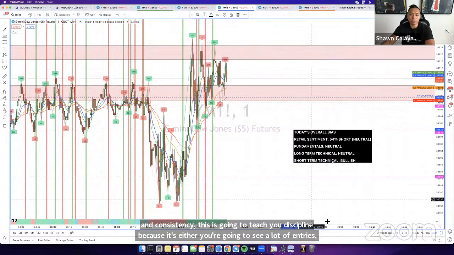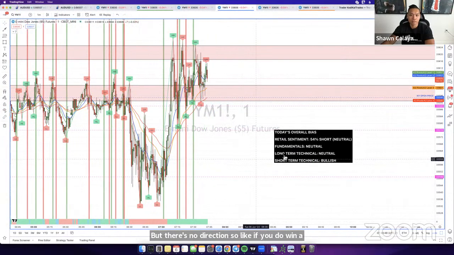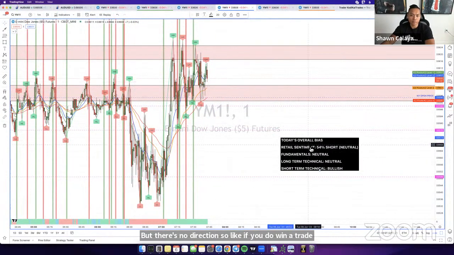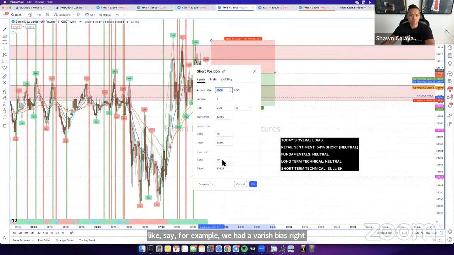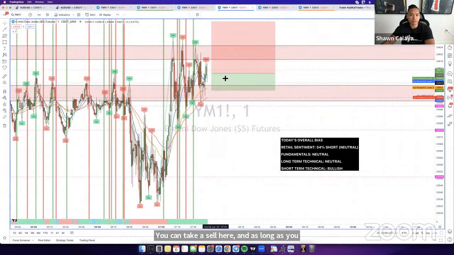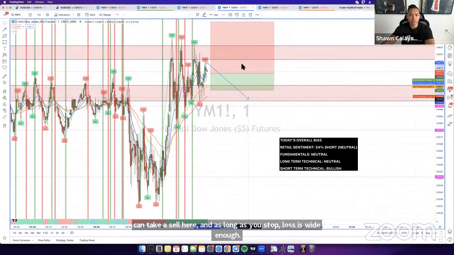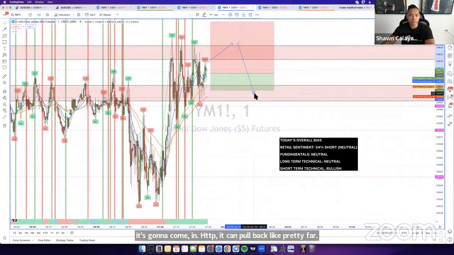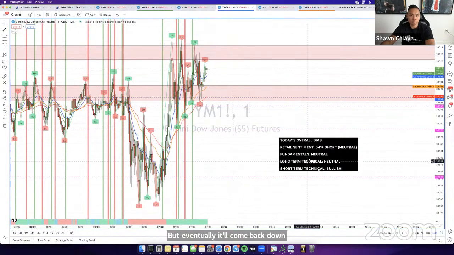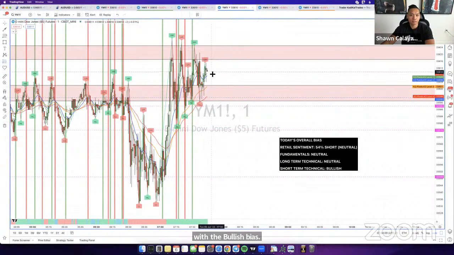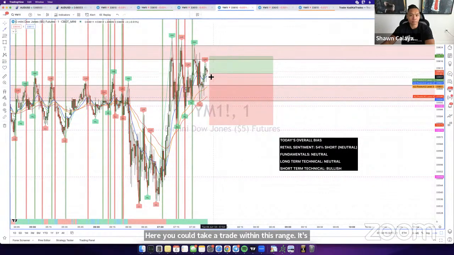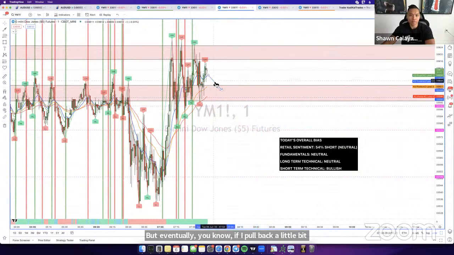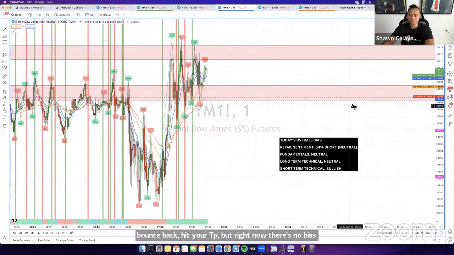If you do win a trade here, it's probably going to be based off luck. Say for example we had a bearish bias. You can take a sell here, and as long as your stop loss is wide enough, eventually it's going to come and hit your TP. It can pull back pretty far, but eventually it'll come back down and hit your TP. Same with a bullish bias. If you had a bullish bias here, you can take a trade within this range. It's probably going to take a while to hit, but eventually it'll pull back a little bit, bounce back, hit your TP. But right now there's no bias, so you don't really know which direction price is going to go. It can really go in either direction.